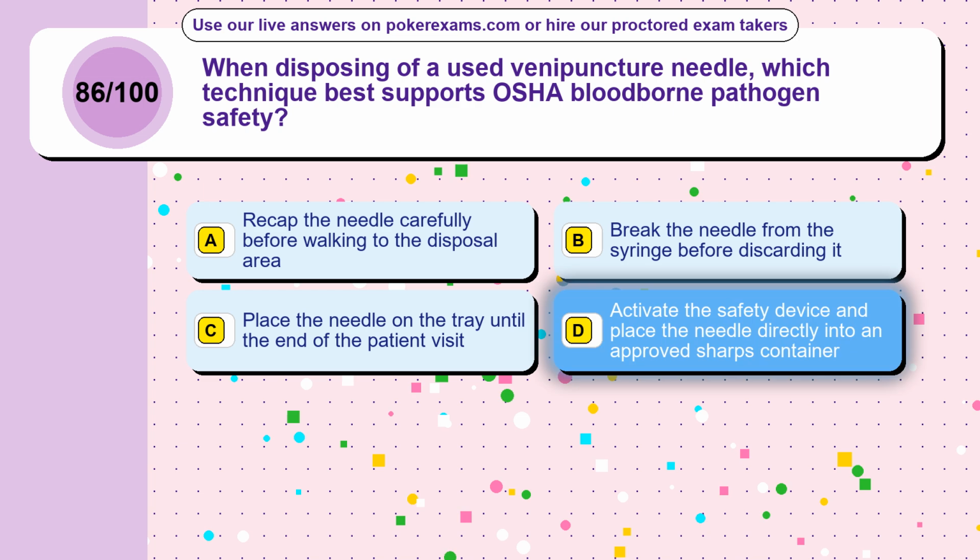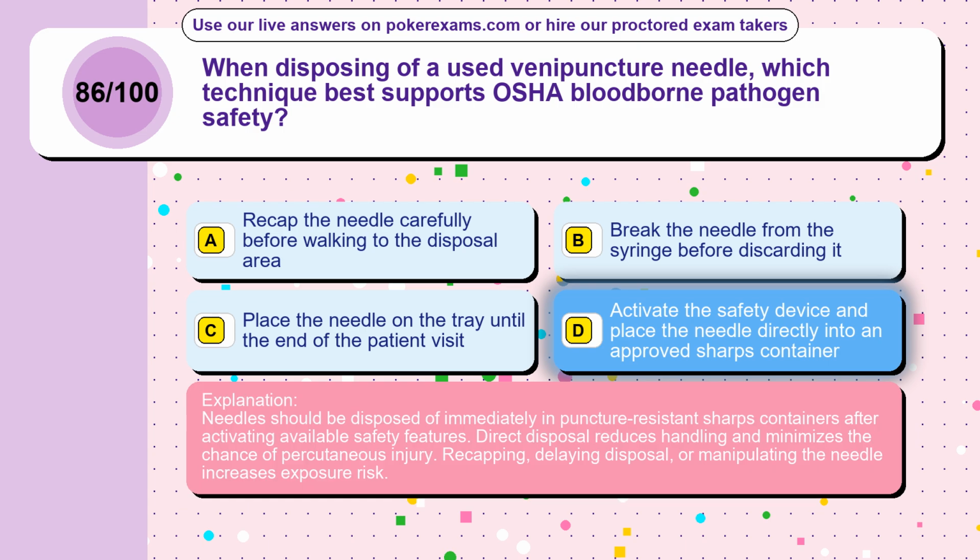The correct answer is option D. Activate the safety device and place the needle directly into an approved sharps container. Needles should be disposed of immediately in puncture-resistant sharps containers after activating available safety features. Direct disposal reduces handling and minimizes the chance of percutaneous injury. Recapping, delaying disposal, or manipulating the needle increases exposure risk.